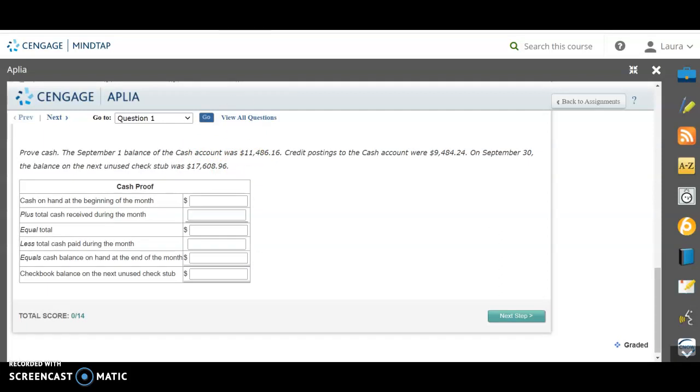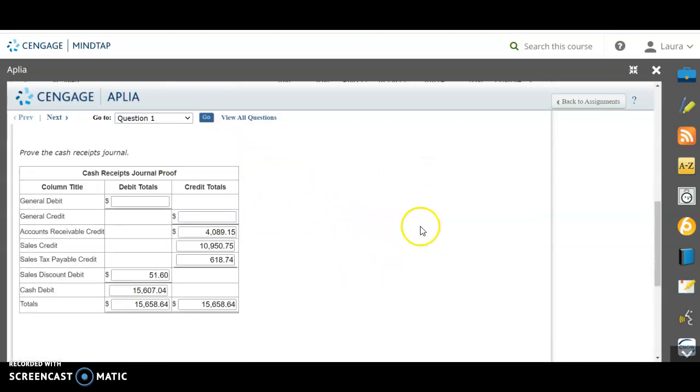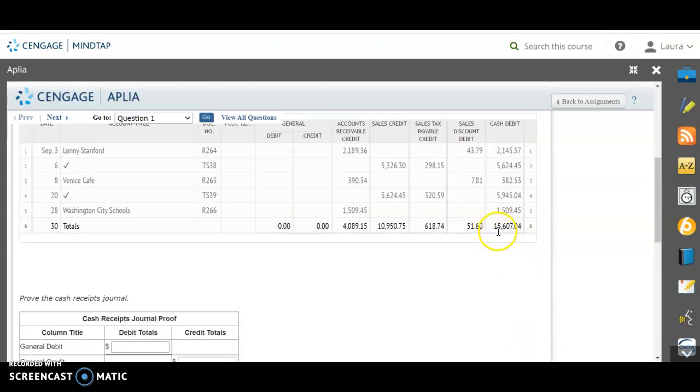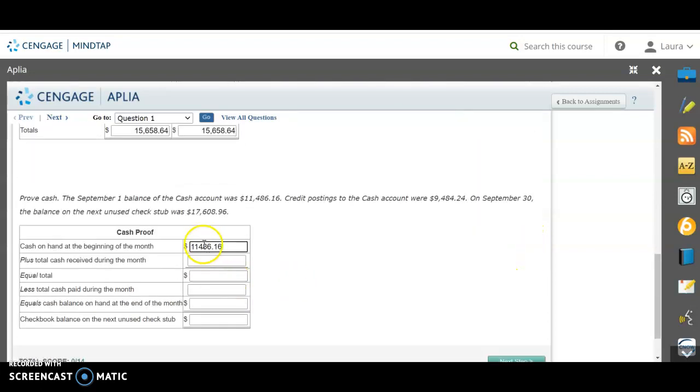So we're just going to make sure we put them in the right spots. So the beginning balance, it says right here, cash on hand at the beginning of the month is this amount here, the $11,486.16. And then it says plus the total cash received during the month. Well, where are we going to get that? That's not given in the directions. But up here, cash debit is what we brought in. So cash received is this $15,607.04. So we're going to plug that in here. And it says plus, so we have to add those two numbers together. So when we add those two numbers together, we get $27,093.20.